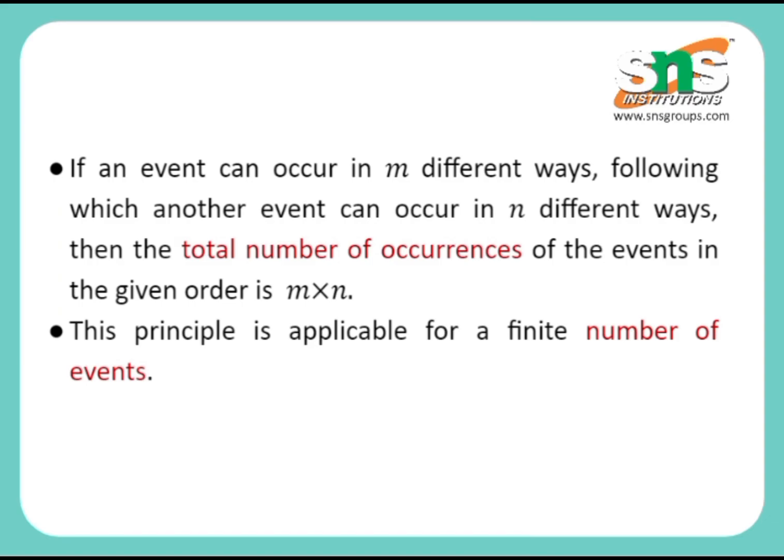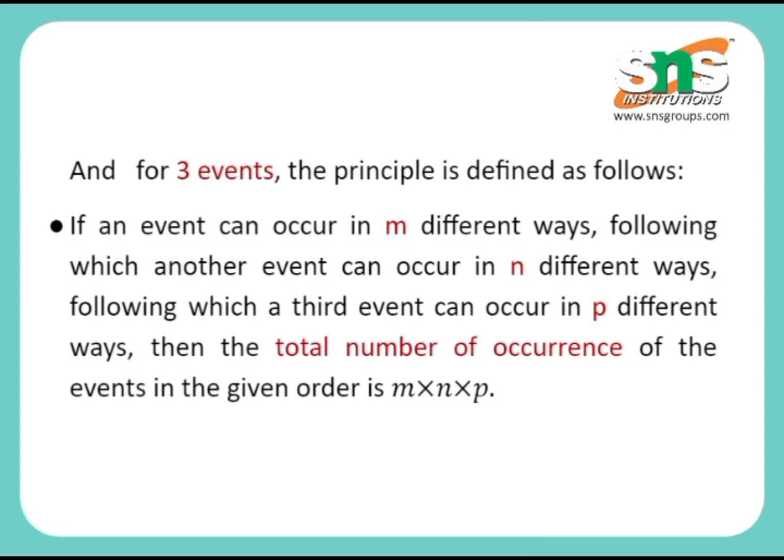Here we have one event as E, another event as F, that is shirt as an event, pant as another event. These occur in m different ways, and the other event in n different ways. Here the total number of occurrences of these events will be m into n. This principle is applicable for a finite number of events. Whenever we have events which are known, we can use this multiplicative principle. Suppose we have 3 events, we go with m into n into p.